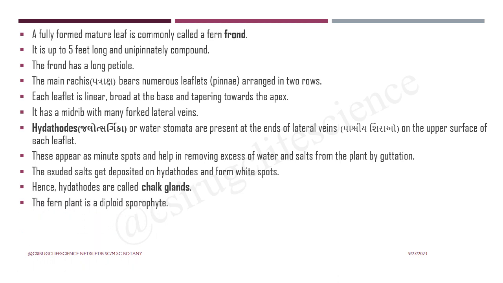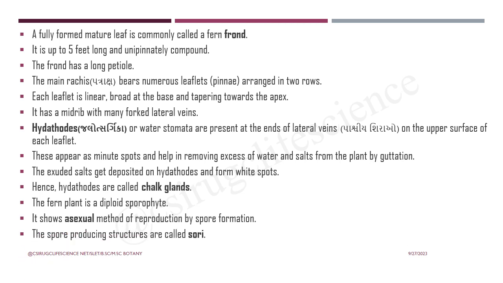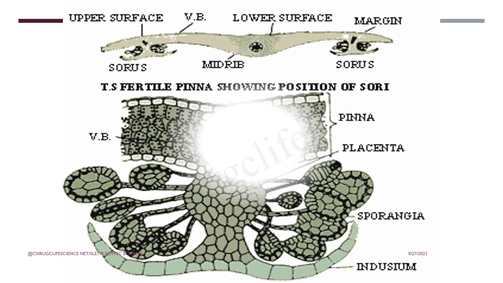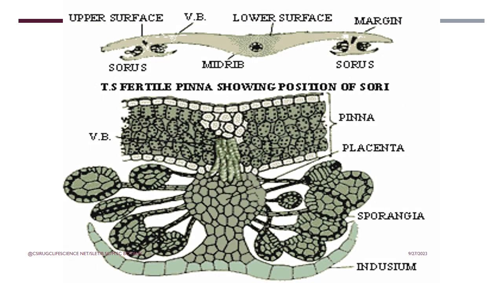The fern plant is a diploid sporophyte. It shows asexual method of reproduction by spore formation. The spore-producing structures are called sori. These develop on the lower surface of leaflets. Leaves with sori are called sporophylls. This is the structure in front of you. You can see in the upper structure the upper surface, vascular bundles, lower surface and margins.